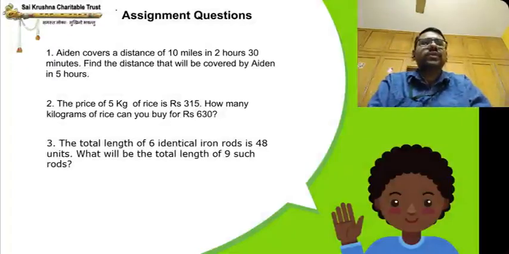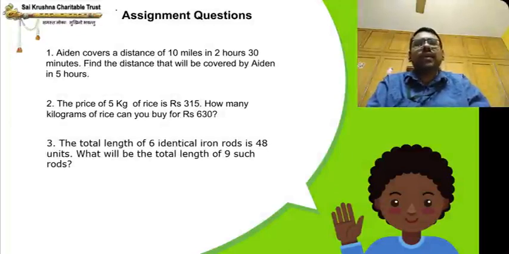These are some questions you have to solve yourself, children. This is based on the previous examples I have solved. First question, what does it state? Aiden covers a distance of 10 miles in 2 hours 30 minutes. Find the distance that will be covered by Aiden in 5 hours. So first, you know what you have to do. I have already solved some questions, so just look at them and you can do these problems.